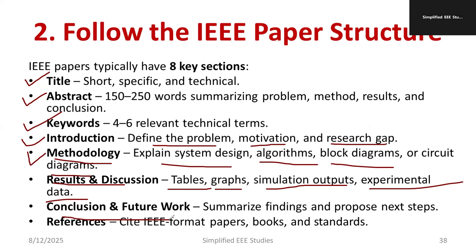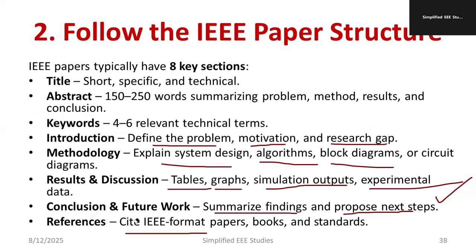In the conclusion and future scope, summarize the findings with numerical values, and propose the next step that can be done. Somebody can do the research, some people can extend my research, so I need to give suggestions as well. References for an IEEE paper should be in IEEE format. Okay, so these are the important checklists I need to point out.